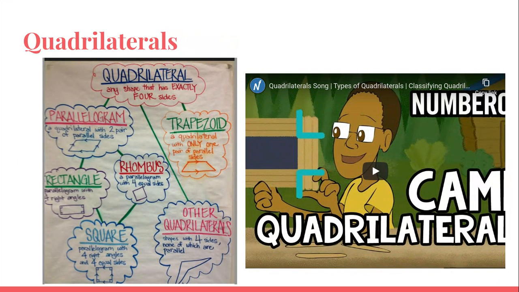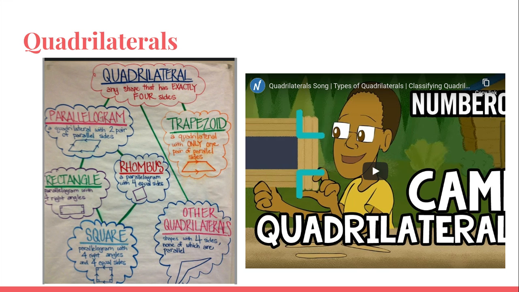Another type of parallelogram is a rhombus. A rhombus is a parallelogram with 4 equal sides, not 4 right angles, just 4 equal sides. And then you take those 2 shapes, a rectangle and a rhombus, and combine them together, and it makes a square. So a square is a type of rectangle. It's also a type of rhombus. It's also a type of parallelogram. It's also a type of quadrilateral. A square can do it all.